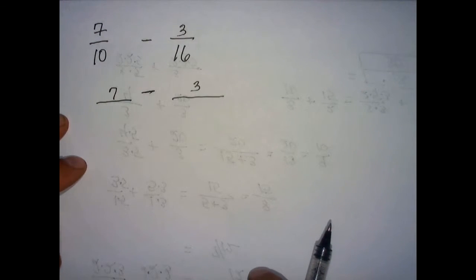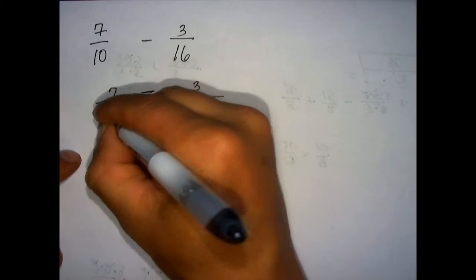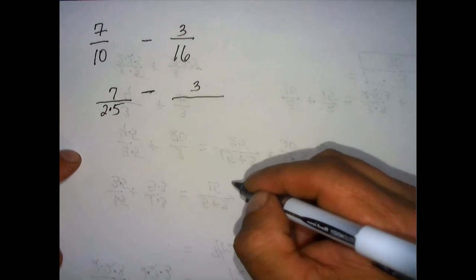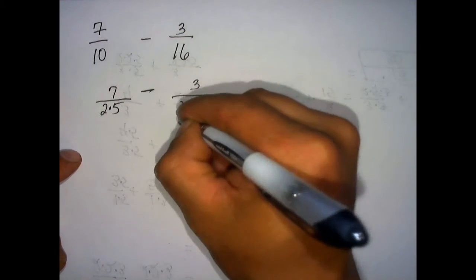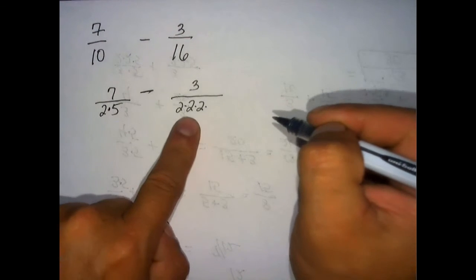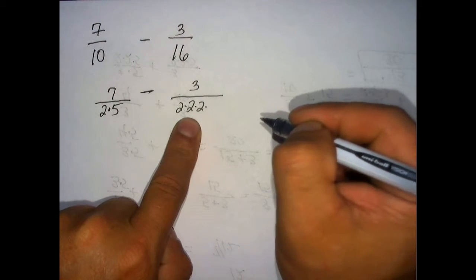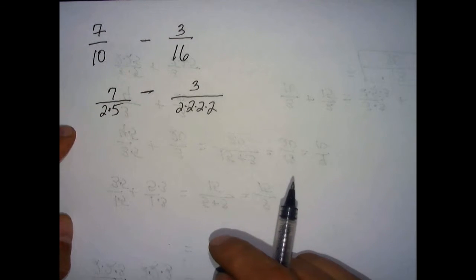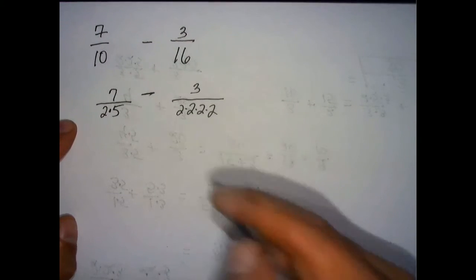Okay, 10 is 2 times 5, and 16 is 2 times 2 times 2, almost. That's 8. 4 2s. 2 to the 4th, yeah. 4 2s. Okay, good. All right, so now we have to make these guys happy.